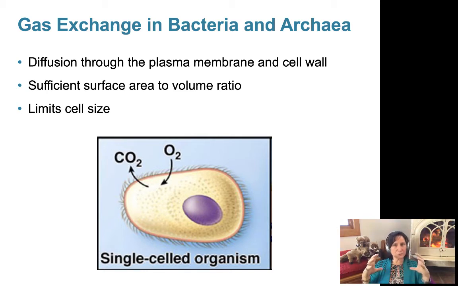But if the cell gets too big, it becomes very difficult to have efficient gas exchange across the plasma membranes and cell walls. So you can only get so big and have efficient gas exchange. The way you overcome that is, of course, becoming multicellular. So they do engage in gas exchange. It crosses the membrane, it diffuses across, but they remain small.